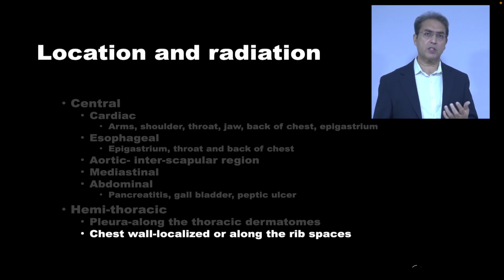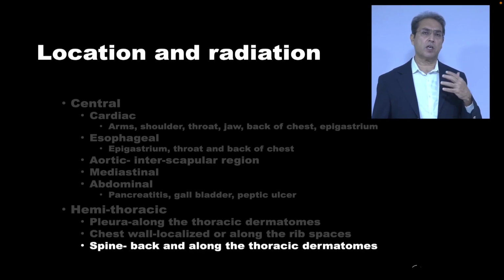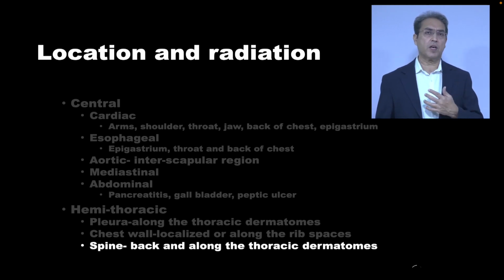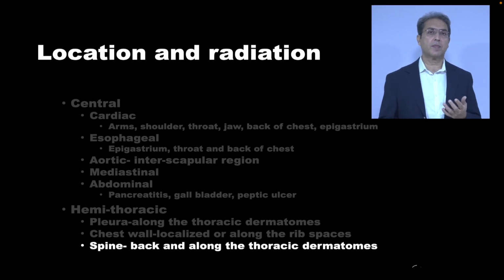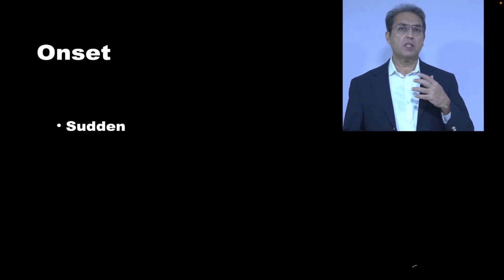So the feature of hemithoracic pains is that they do not cross the midline, while central pains do cross the midline. And then we can have neurological pain, which comes from the spine or the nerve. It may be felt on one side and may radiate along the distribution of those nerves. And then we see onset.